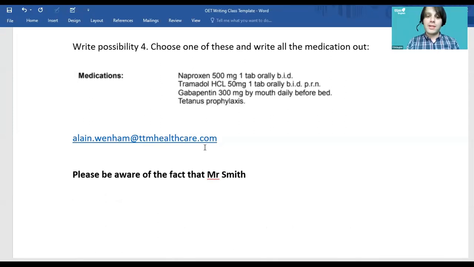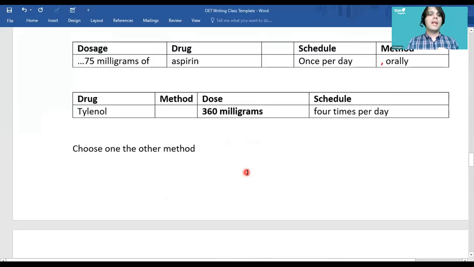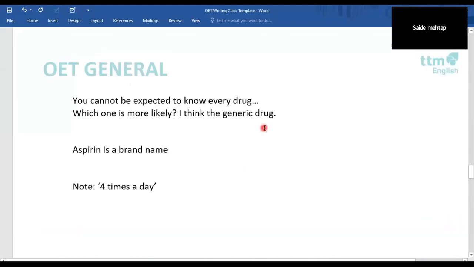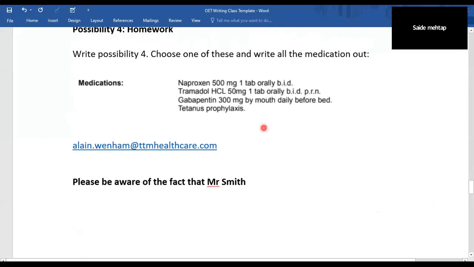It's three. You're doing possibility 2. If only we could do that, it would be very easy homework, right? Instead, we have to say, let's do this one. We start off with the dosage, right? Dosage, drug, schedule, method. Ready? Okay, yes, I'm ready.